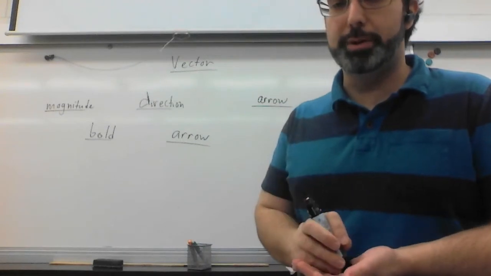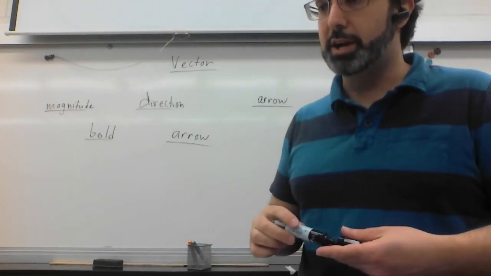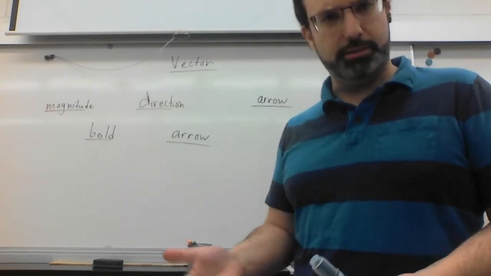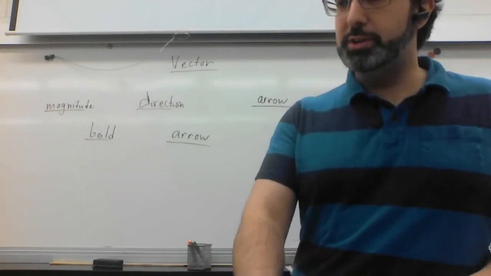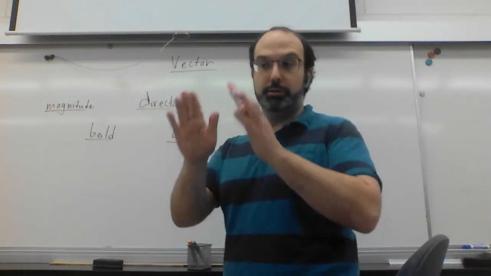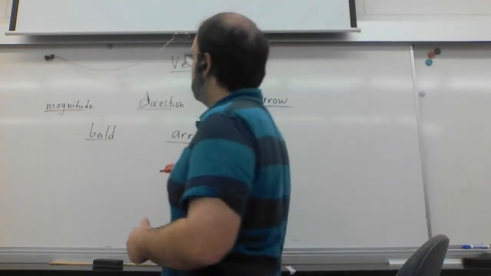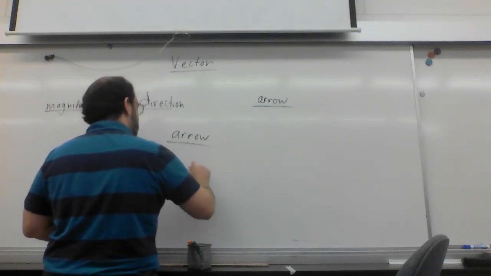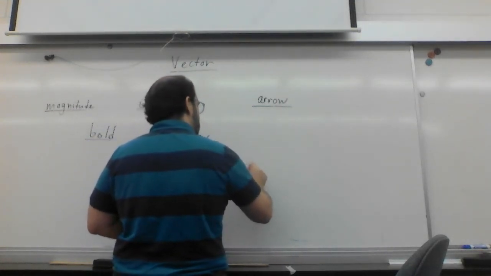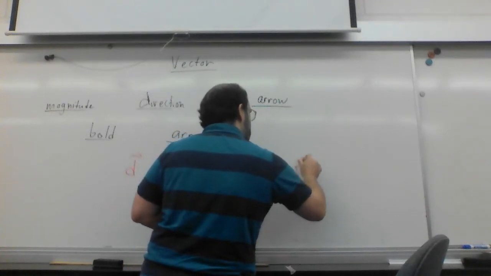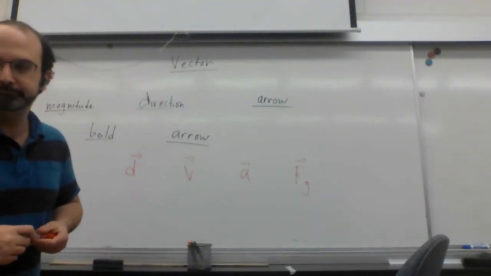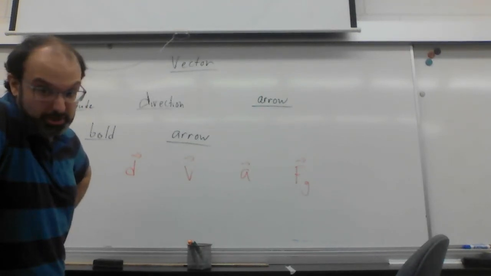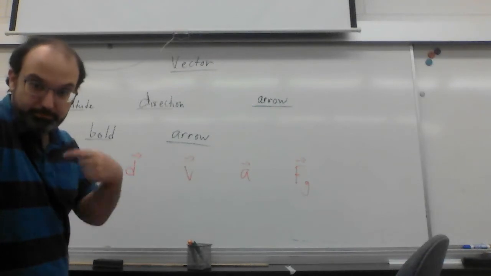What do we mean by an arrow above it? Take a look on your page. You can see it there. You've got some bold letters, D, V, A, and F_g. I wonder what the F_g is. And then you've got some symbols without bold. And if you look at those, you can see that you've got D, V, A, and F_g with an arrow. Now I think you can agree that putting arrows on a computer would be tricky. That's why they introduced the bold thing.